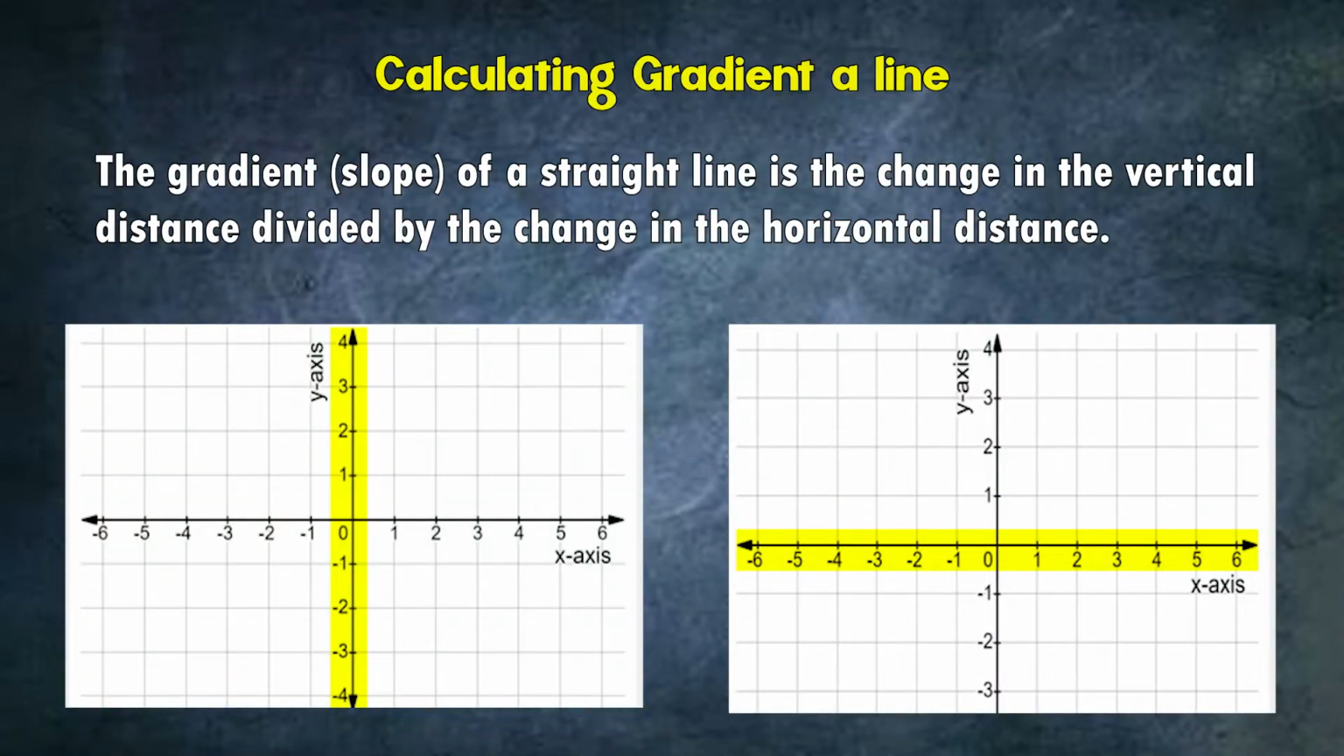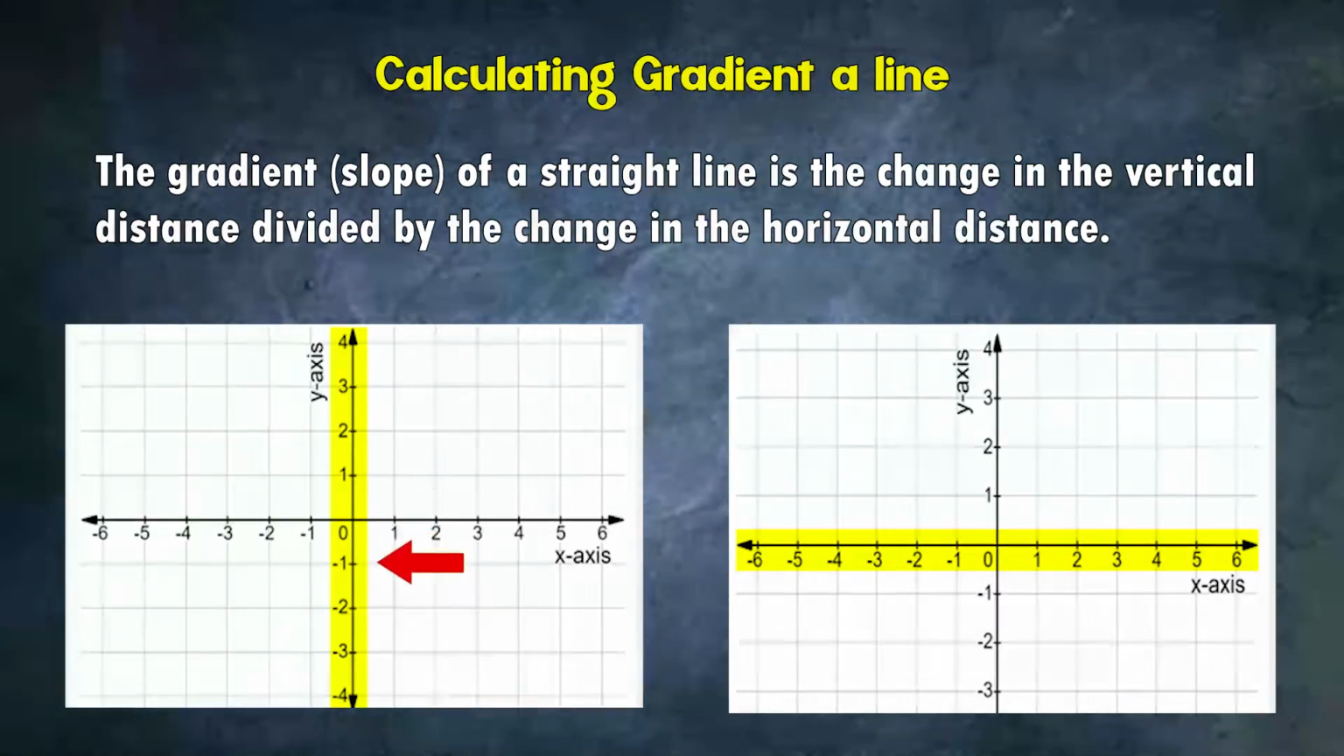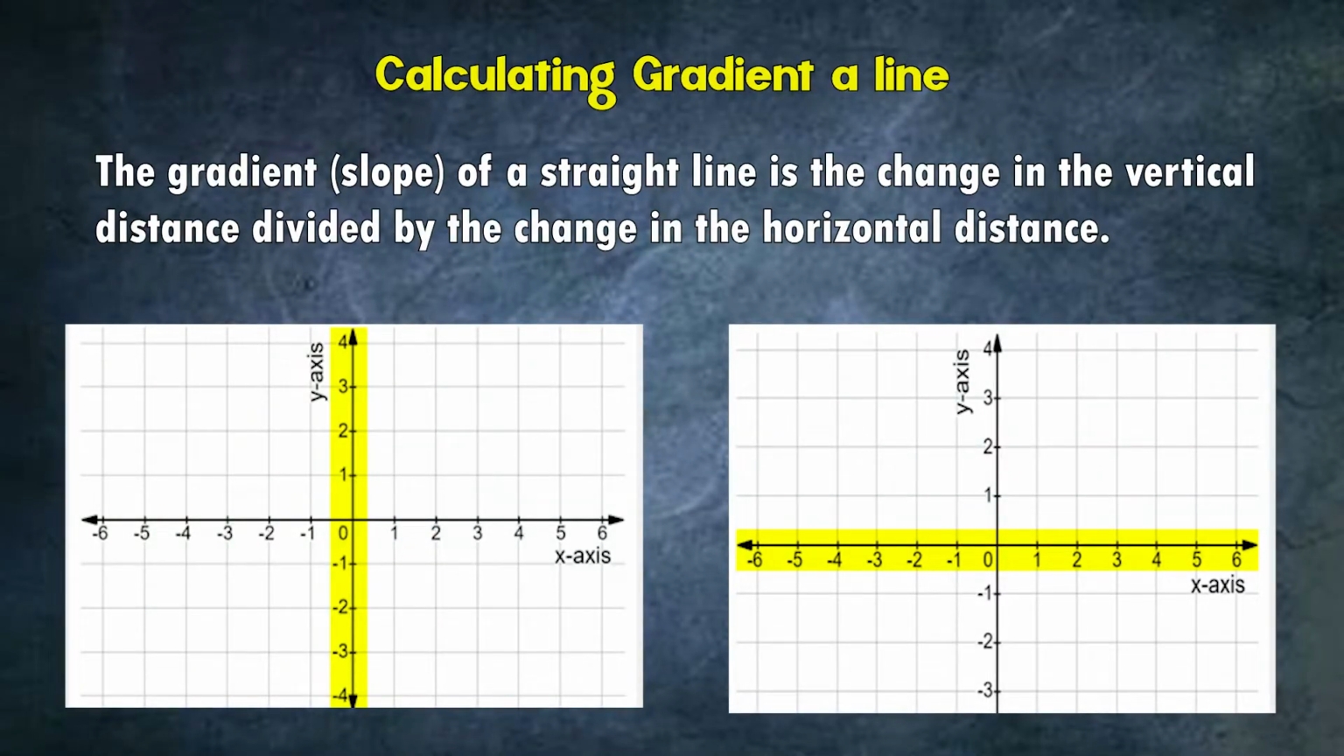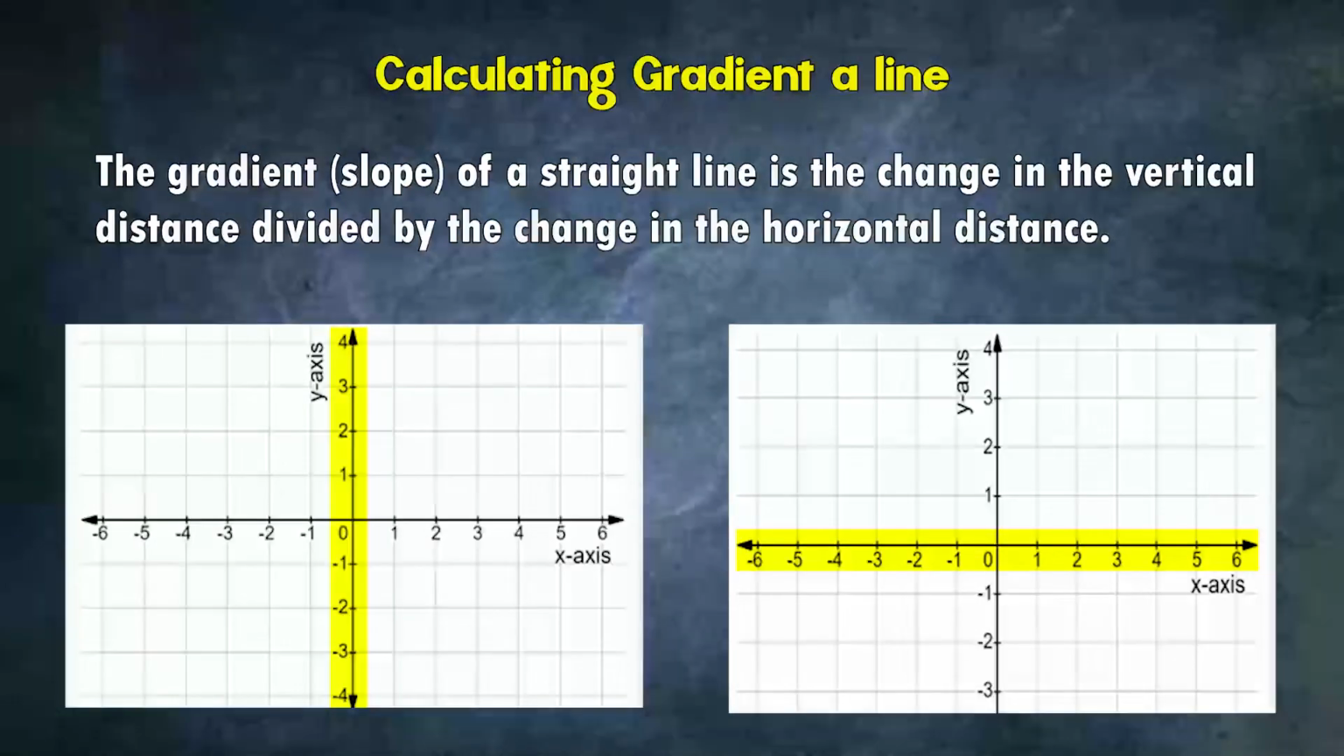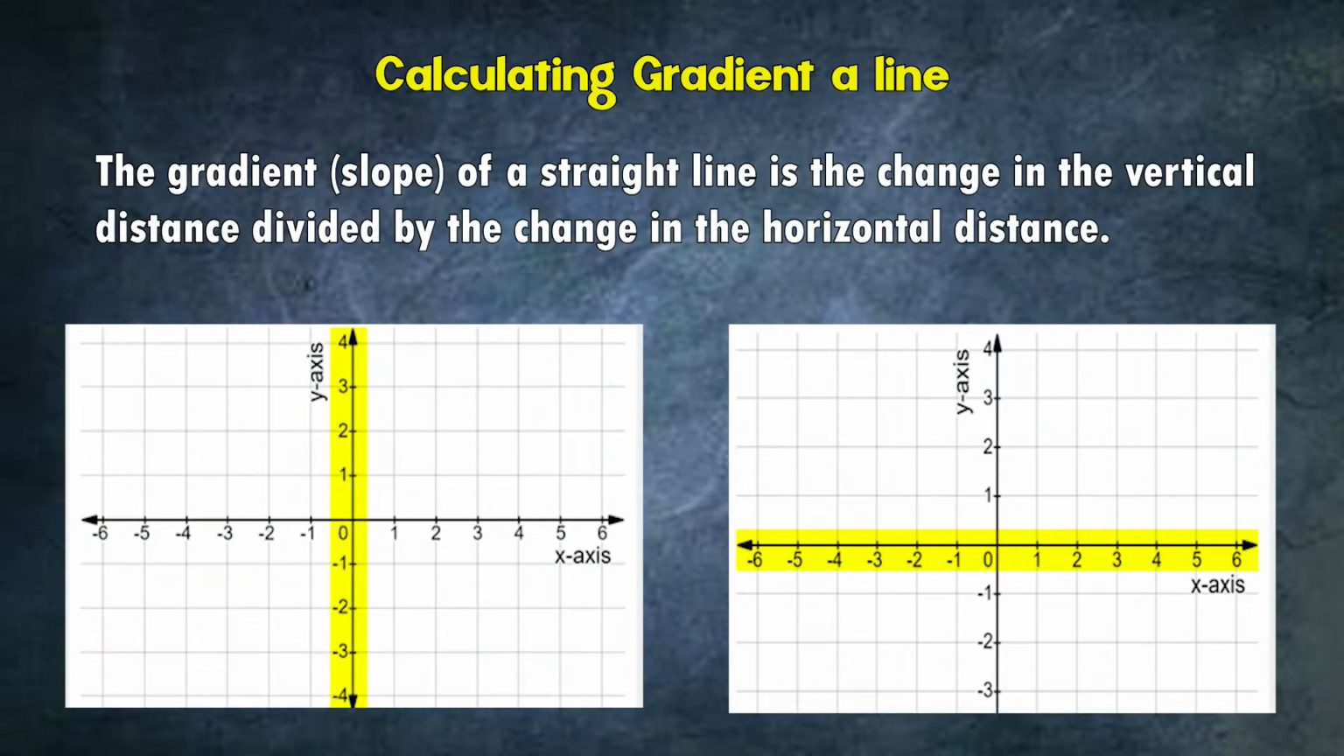Now, the gradient or the slope of a straight line is the change in vertical distance divided by the change in horizontal distance. Recall that on a Cartesian plane, we have the y-axis and the x-axis. The y-axis runs in the vertical direction, and anytime we're moving on the y-axis, we're only moving up or down. When we move up, the value is positive. Whenever we're moving down, the number of places we're moving is a negative value.